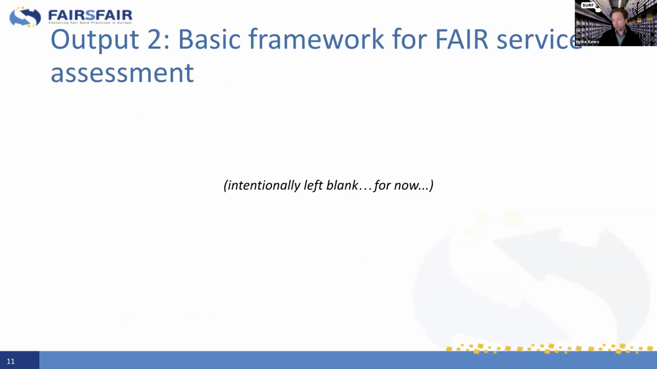The other output, and that is really the core of the webinar today, is a basic framework to do the assessment of FAIR enabling services. This page for now is intentionally left blank. We will be presenting this framework, but I wanted to do that after I give the floor to Patricia to talk a little bit more about the methodology and the findings that went into the formulation of this framework. So Patricia, the floor is yours.